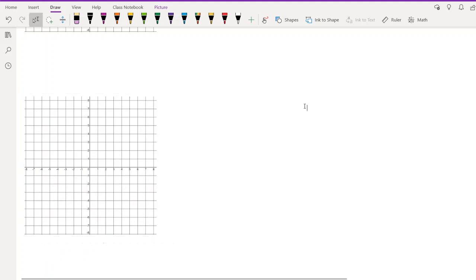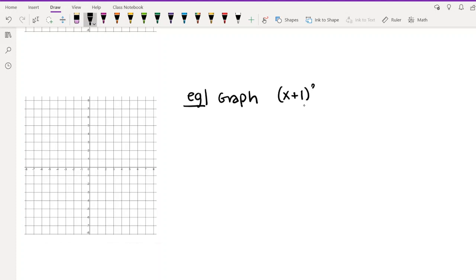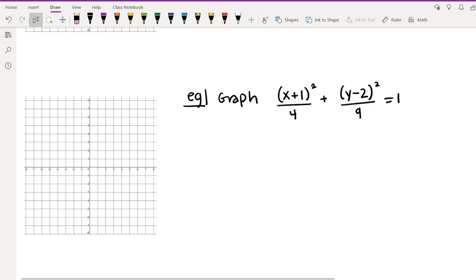Okay, so let's do another one. Next we're going to graph x plus 1 squared over 4, plus y minus 2 squared over 9 is equal to 1. So first thing we want to decide is what kind of a shape this is. Because both x and y are being squared, that tells us that it is either a hyperbola or an ellipse. And then we see that we have a plus sign here, so that means it's an ellipse.